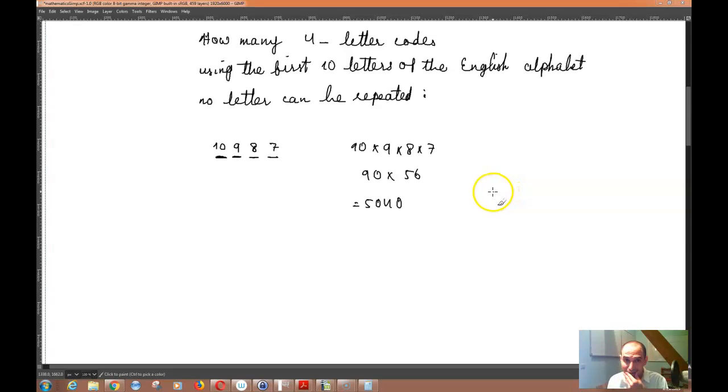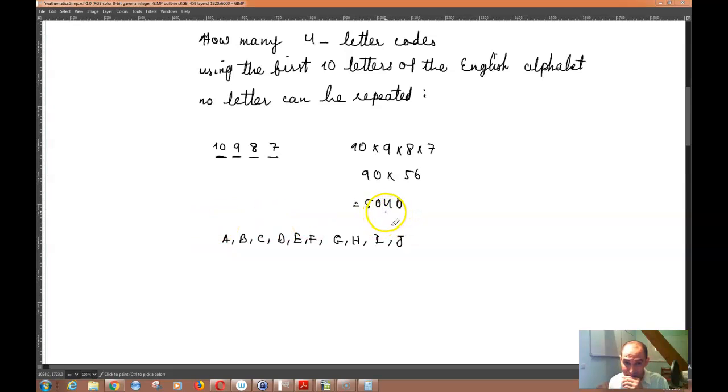So what that means is that, basically, the first 10 letters of the English alphabet, for example, A, B, C, D, E, F, G, H, I, J, so 1, 2, 3, up to 10, right? So all the way up to J, you have 10 letters here.